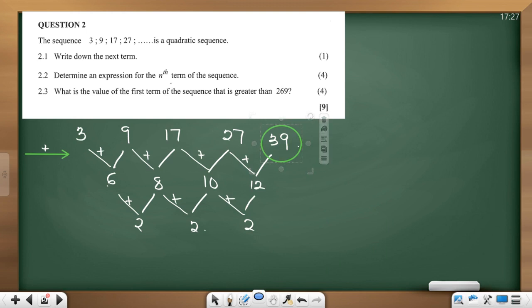Write down the next term, 39. There is no reason to lose that mark. Determine the nth term.